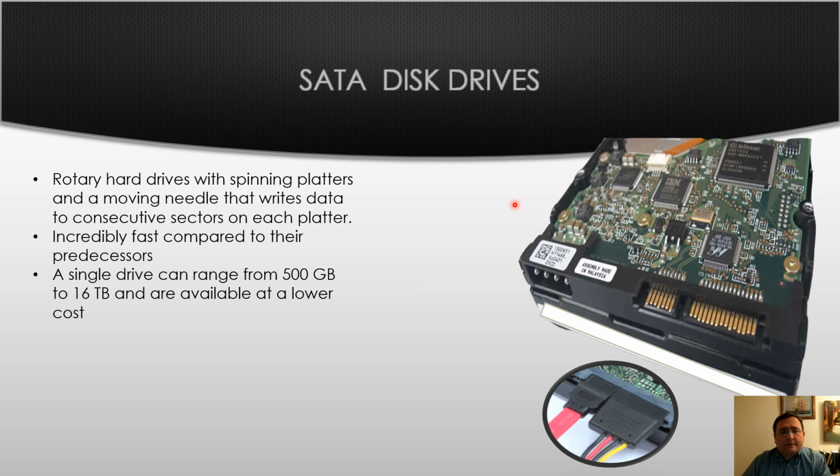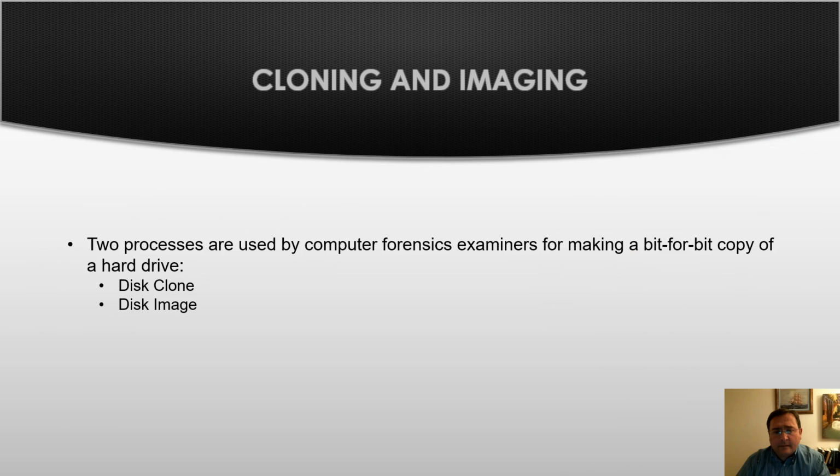SATA disk drives are rotary hard drives with spinning platters and a moving needle that writes data to consecutive sectors on each platter. And they are actually incredibly fast compared to their processors. A single drive can range from 500 gigabytes to 600 terabytes and is available at a lower cost, which brings an advantage for consumers.